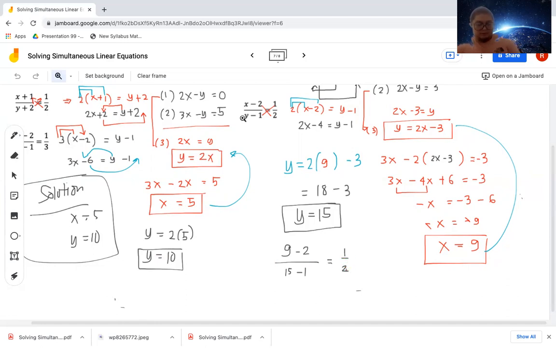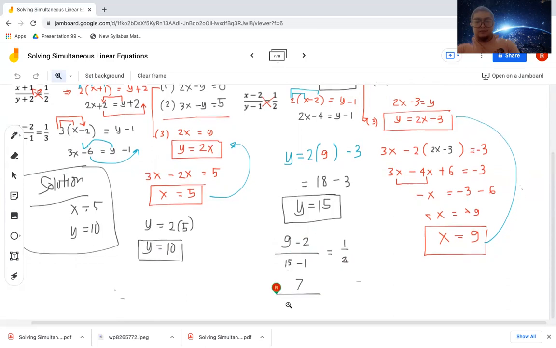If we calculate this, 9 minus 2 will now give you an answer of 7. And 15 minus 1 will give you an answer of 14, which is equivalent to 1/2. If you simplify 7 over 14, then you will know that these two are just the same.